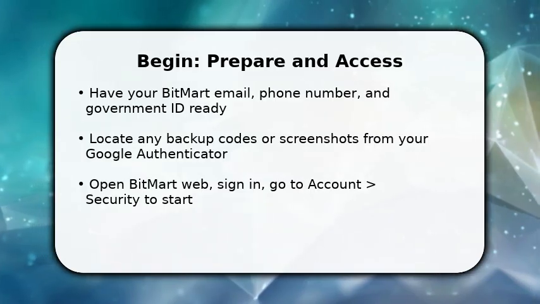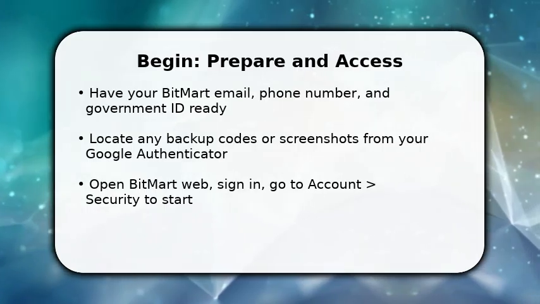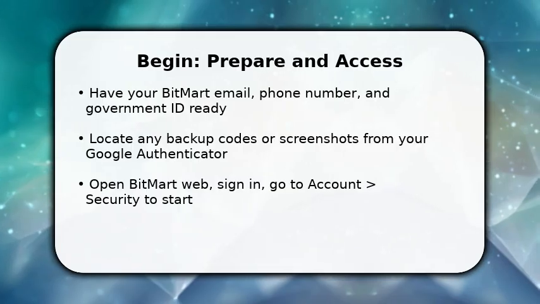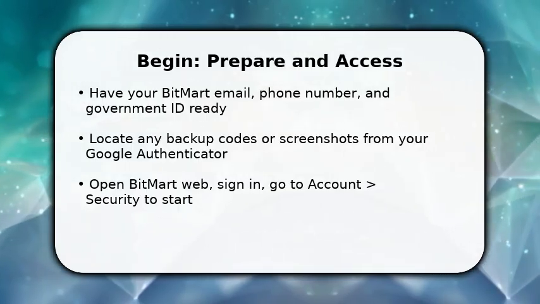If you still have Authenticator codes, note the current one. If not, proceed knowing you'll need SMS or backup codes. This step reduces delays and proves identity, so pause only to confirm contact methods before continuing.